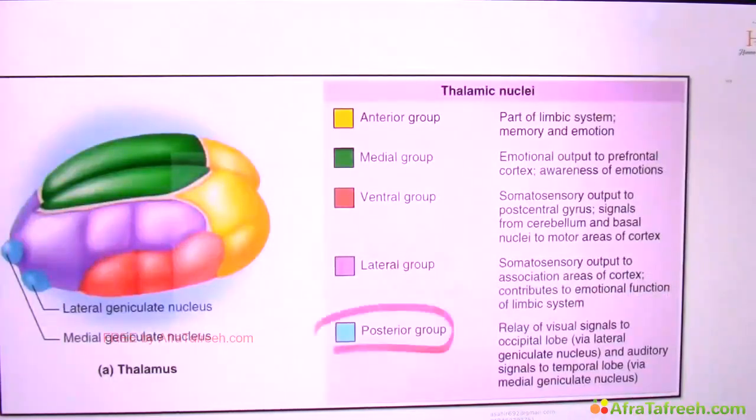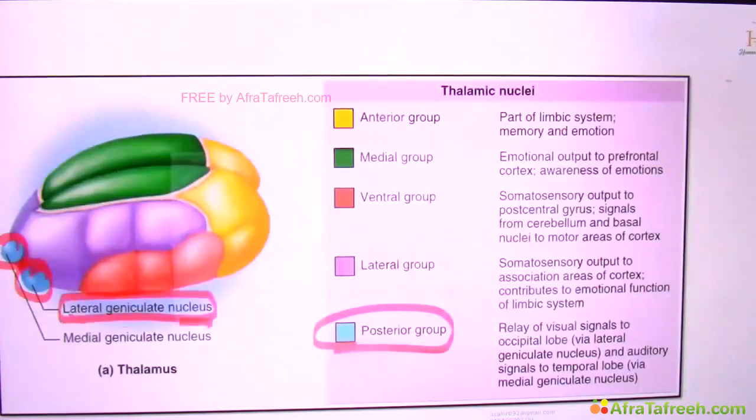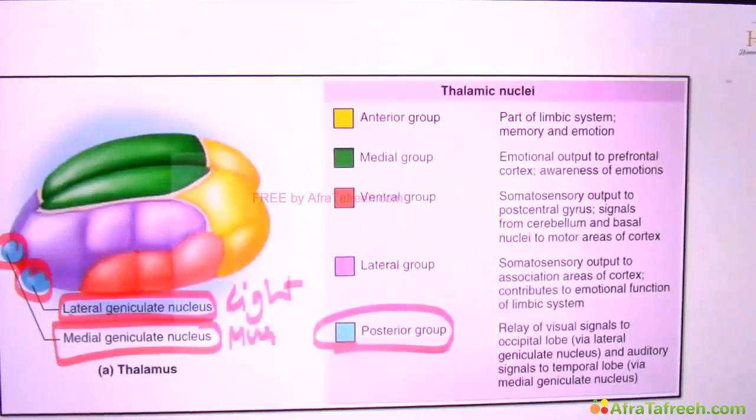Actually, posterior group, that blue color: lateral geniculate body and the medial geniculate body, lateral for the light and the medial for the music. So we have known that the lateral geniculate body, the light pathway, is a relay of the visual signal to the occipital lobe. And what about the medial? Medial geniculate body, we have seen, goes to the temporal lobe. So this was about thalamus.